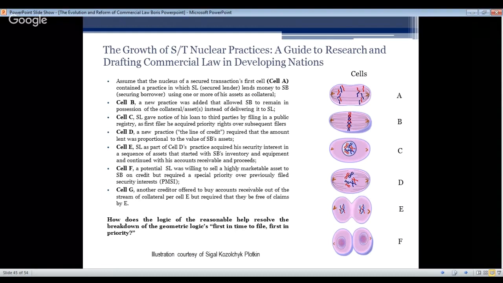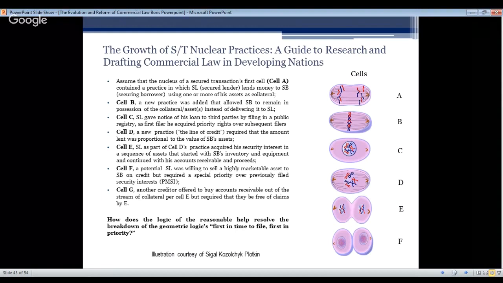First of all, if you look at the slide, you will find that it is always very important that whoever is going to be participating in the process of drafting laws identify the nuclear transaction. Let's call it the nuclear cell. In the case of a secured transaction, you have to have a secured lender who is willing to lend money to a secured borrower using one or more assets as collateral. Then after you have that secured transactions nuclear practice identified, you can see how others add to it, which should or should not be added, and which are consistent with the nature of this symmetrical exchange of rights and duties that must take place in the nuclear and subsequent cells.